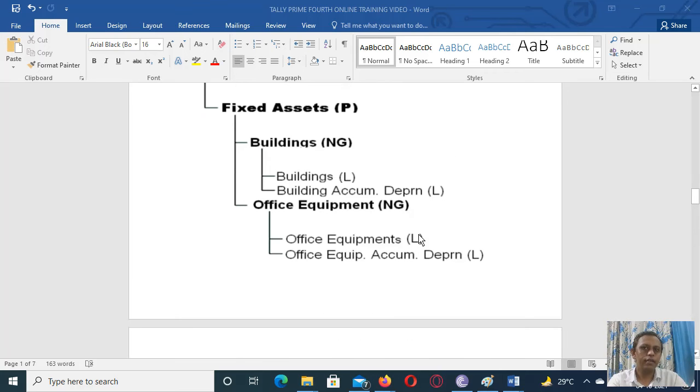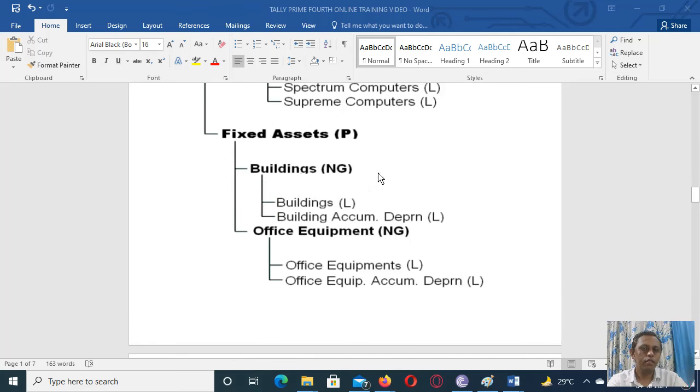Now coming to the assets, fixed assets. So the buildings ledger we have to create, but before that we have to create a new group, that is buildings, which we have done in our previous lectures. In our previous videos we have done how to create a new group, new general ledger, how to assign the primary group, and so on.